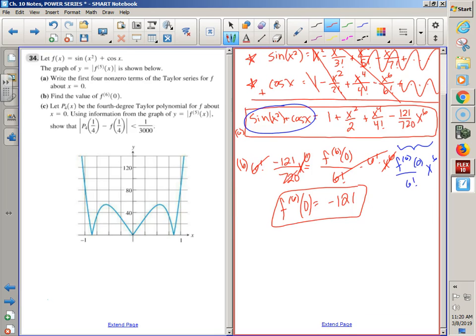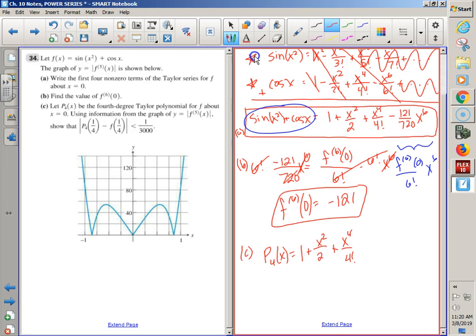Now, what's going on in letter C? Let P sub 4 be the 4th degree Taylor polynomial for f about, wait, 4th degree? That's not this whole thing then, right? Wouldn't you have stopped early? So the 4th would have just been 1 plus x squared all over 2 plus x to the 4th all over, I mean, I guess I could multiply it out. I'm just being lazy. It just ends up being 24 anyway. But let P sub 4 be the, got it.